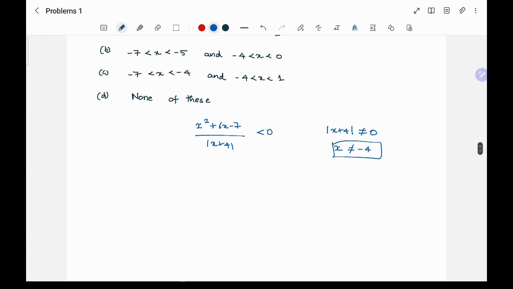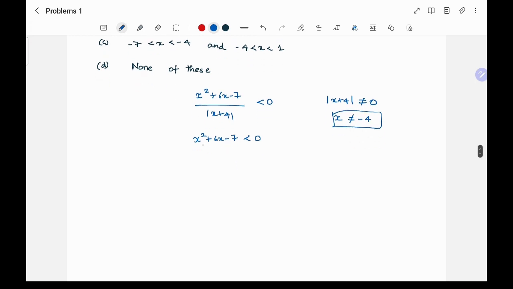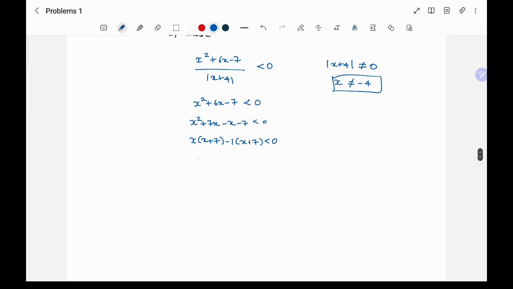And we can multiply both sides by mod of (x plus 4). It will not change the inequality because it is a positive number, right? So then we are left with this. Now let's just factorize this, right? Let's factorize this. So we have x square plus 7x minus x minus 7 less than 0. So this is nothing but x into (x plus 7) minus 1 into (x plus 7) is less than 0. So (x minus 1) into (x plus 7) is less than 0.